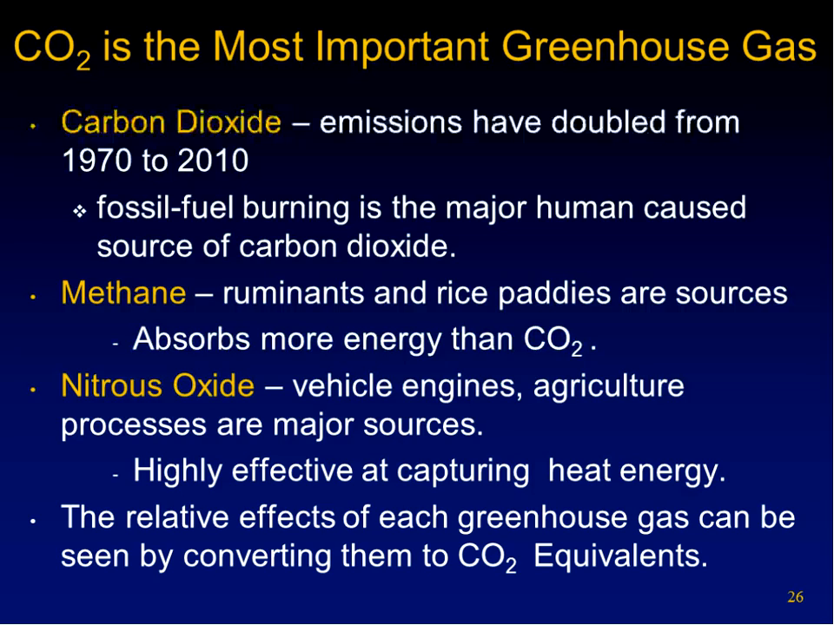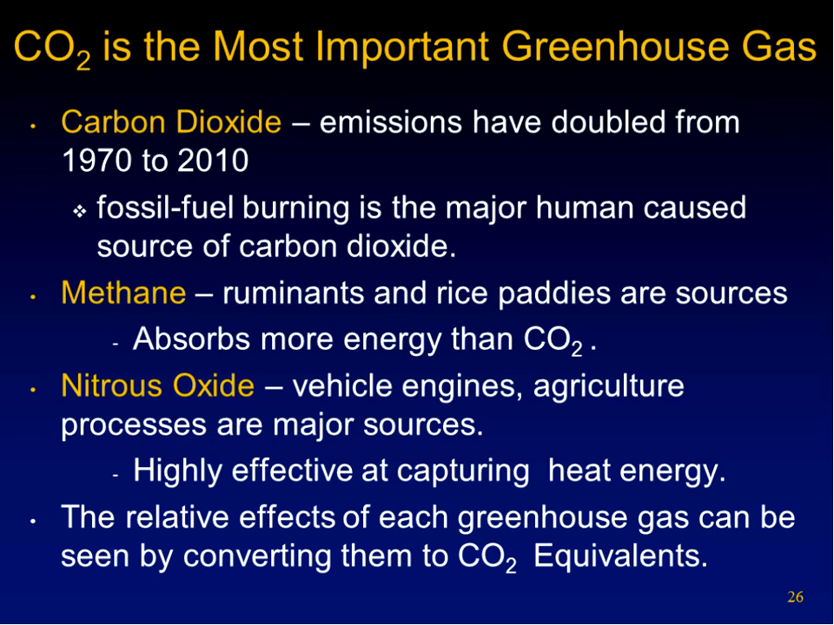So let's look at the climate change in a little bit more detail. Carbon dioxide is the most important greenhouse gas. Emissions have doubled from 1970 to 2010. Fossil fuel burning is the major human-caused source of carbon dioxide. But carbon dioxide is not the only greenhouse gas. Methane is a more potent greenhouse gas, and ruminants, that is cattle raising and cattle feedlots and dairy farms, and rice paddies are the sources of methane. Methane is more potent than CO2, but it's not as abundant in the atmosphere as CO2 is.